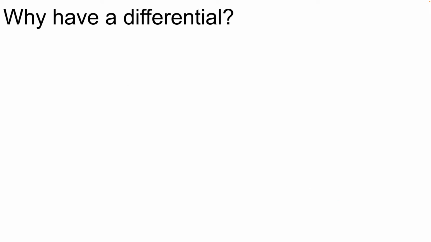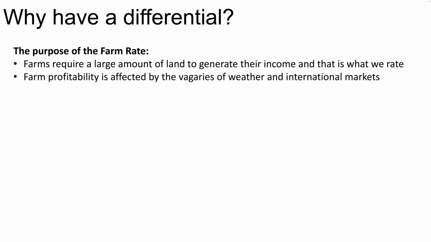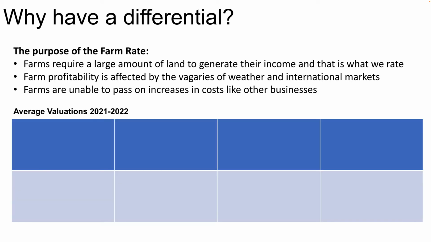So why do we have a differential? The purpose of the farm rate differential is because Council recognises that farms require a large amount of land to generate their income, and that's precisely what we rate. We also recognise that profitability can be dramatically impacted by the vagaries of weather and international markets. Also, farms are unable to pass on their increases in costs like other businesses.